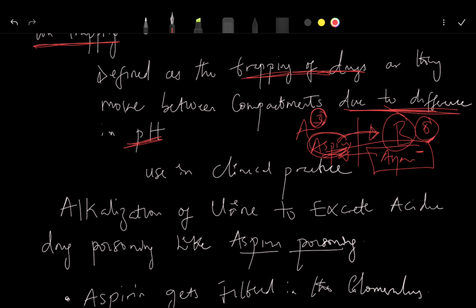So what we are trying to say here is that ion trapping is defined as the trapping of drugs in a compartment as they move between compartments. As drugs move between two compartments, or two to three, or any number of compartments, they get trapped because of differences in pH. Now we use this in clinical practice.